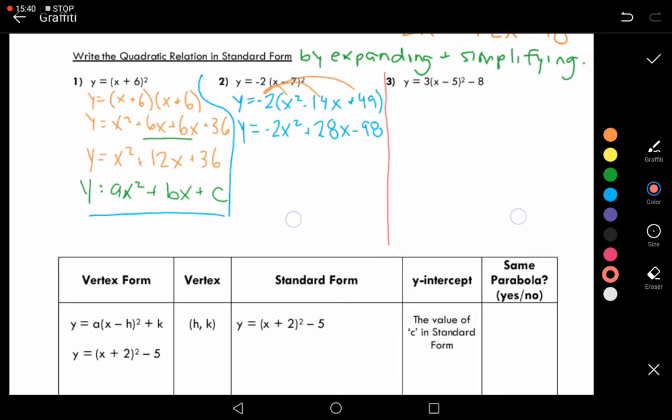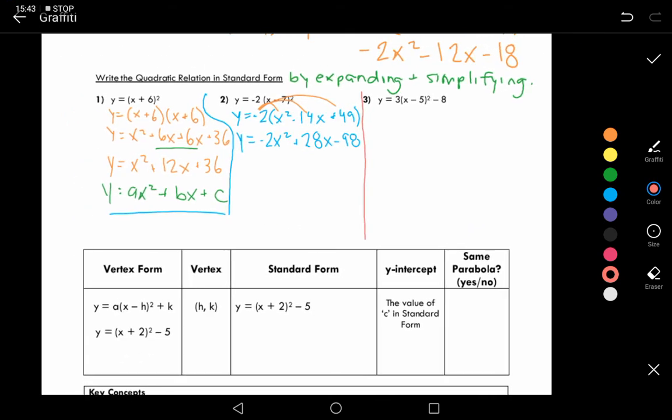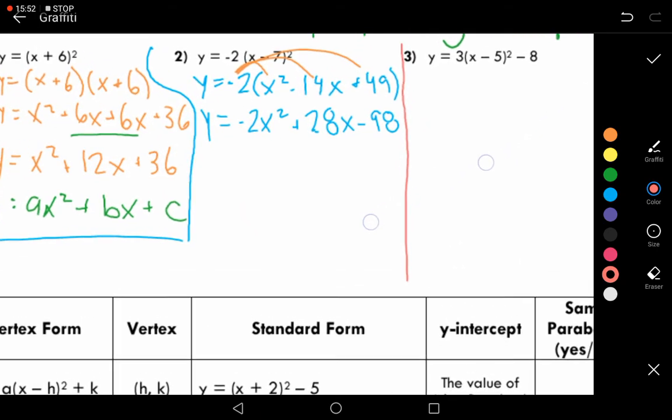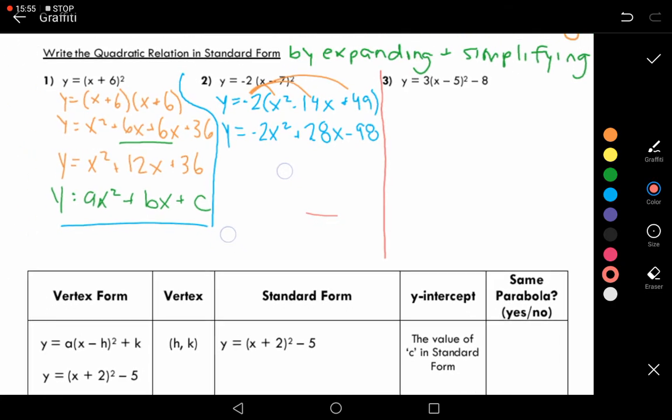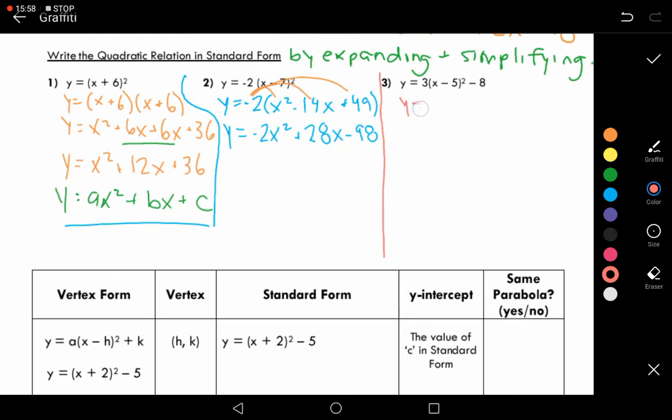So again, I need to properly expand and simplify this. It's going to involve both the FOIL and the simple distribution. I'm going to leave that 3 out front. I'm going to write out my brackets this time, just so you're clear. Minus 8. All right, so I need to FOIL again. That's a 3, which just means I'm multiplying all of these terms together.